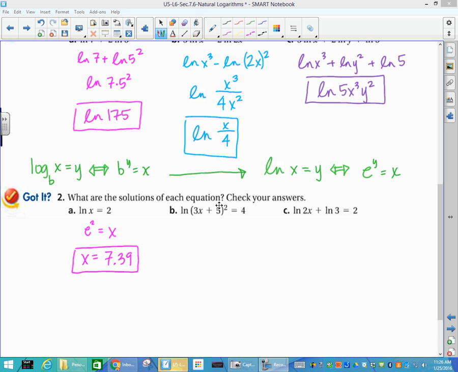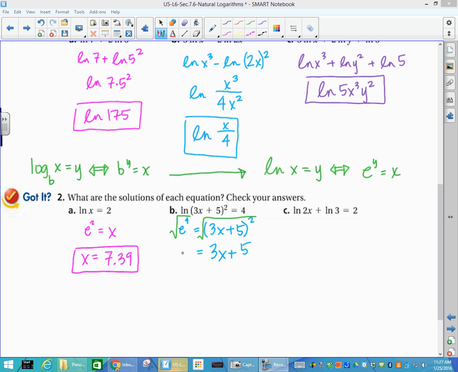Okay, let's look at the next one. ln of 3x plus 5 quantity squared equals 4. Okay, so that means that I'm going to have e to the fourth equals 3x plus 5 quantity squared. Now, how do we solve that? Okay, I hope you said take the square root of both sides. So I'm taking the square root. And we know that the square root of something squared is equal to what we have underneath. So that's going to be 3x plus 5.